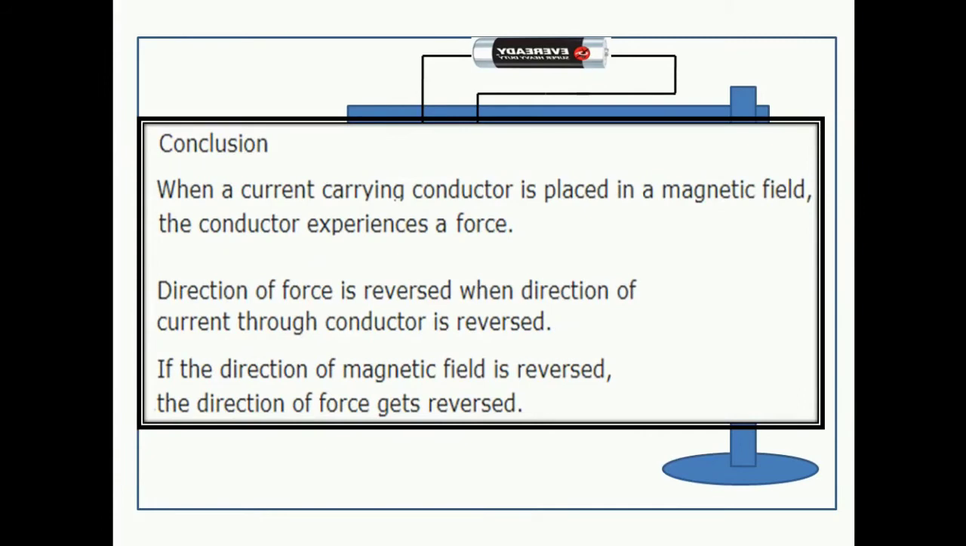So the conclusion of the activity is a current carrying conductor experiences a force in a magnetic field, and the direction of force is reversed when the direction of current is reversed, and the direction of force can also be reversed by reversing the direction of magnetic field. Now let's see a video on force on a current carrying conductor.